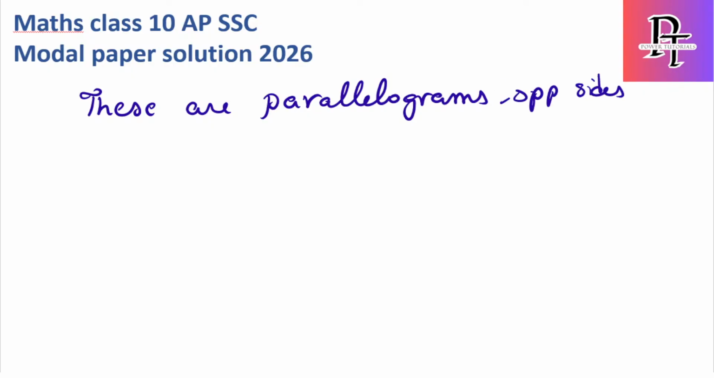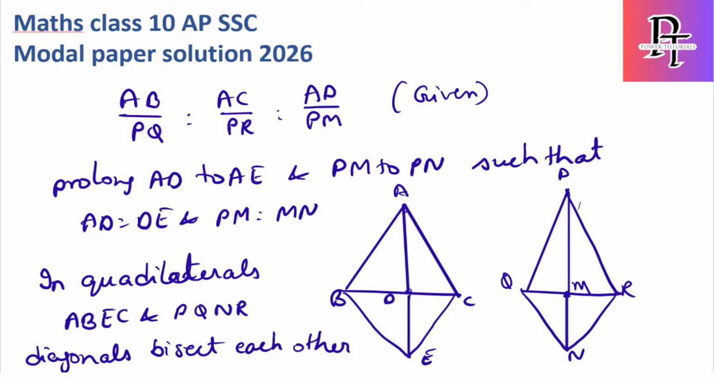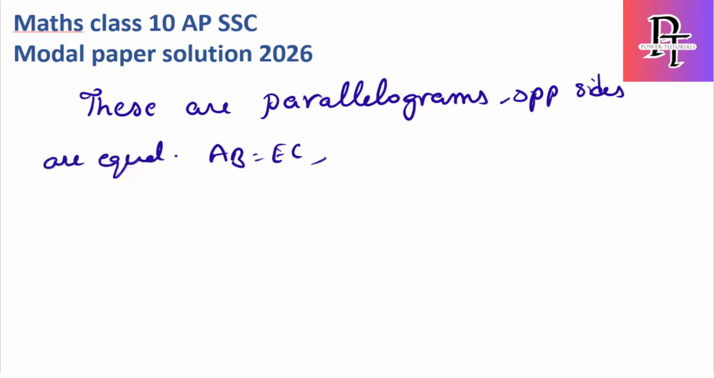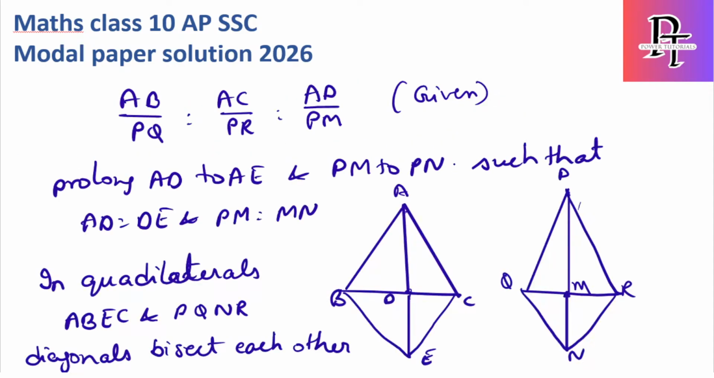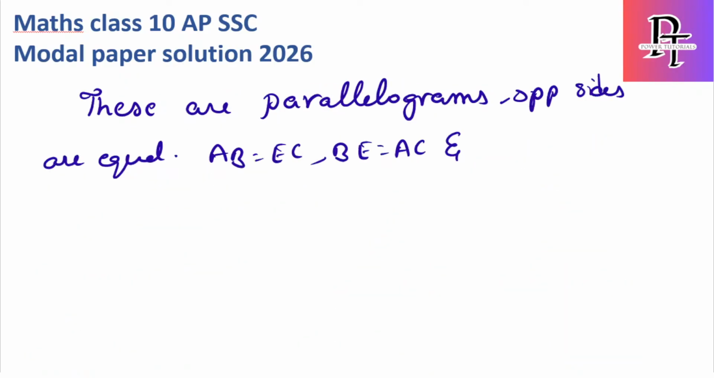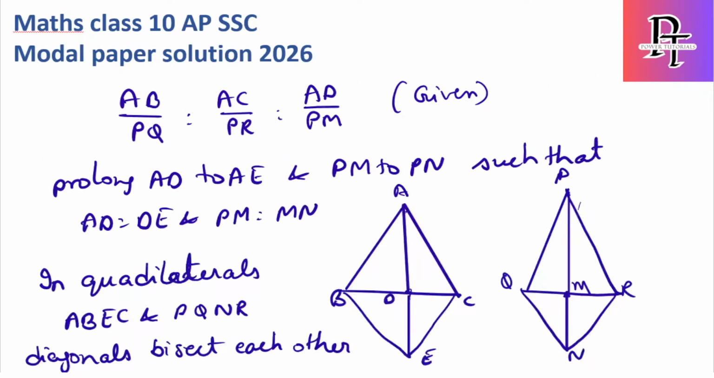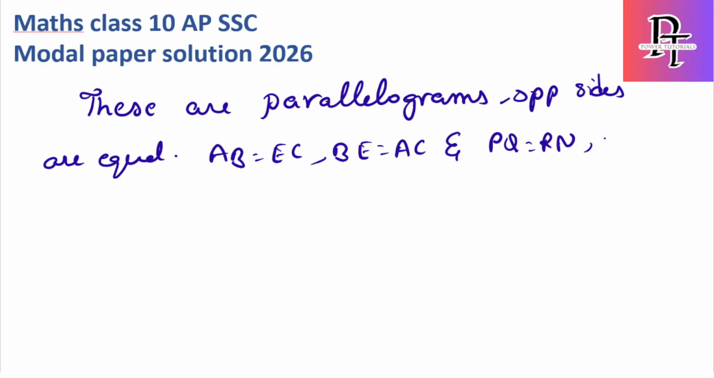If they are parallelograms, then opposite sides are equal. So AB is equal to EC, and BE is equal to AC. And for the second triangle, PQ is equal to RN, and PR is equal to QN.